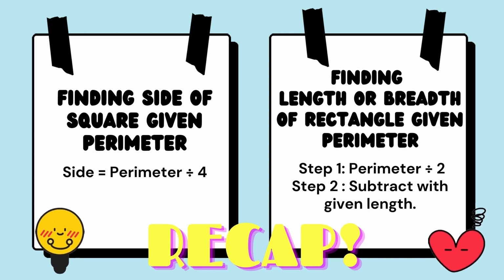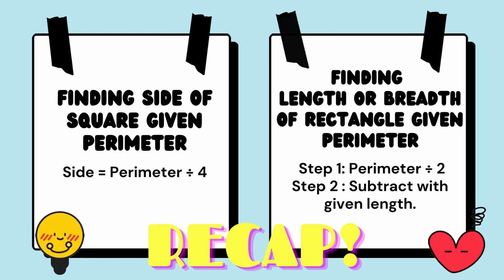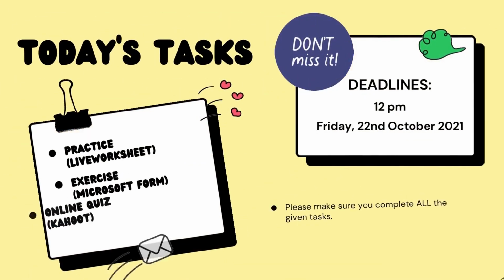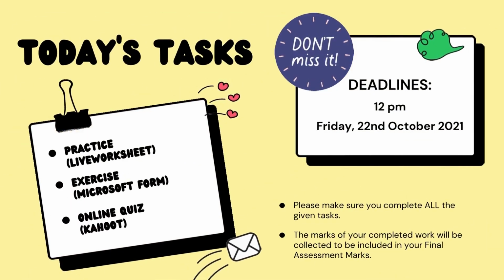Simple, okay? For a rectangle on the other side, if you want to find the length or the breadth, step number 1, you need to divide your perimeter by 2. Divide by 2, and then you got the answer, you subtract with the given length, okay? Then you got the answer for your unknown length or breadth. Okay, so again, that's it for today's lesson.